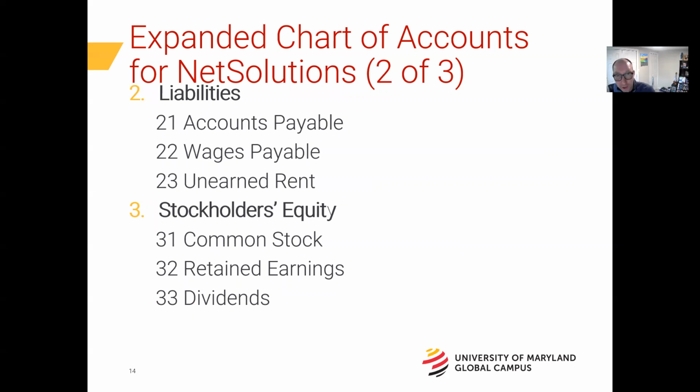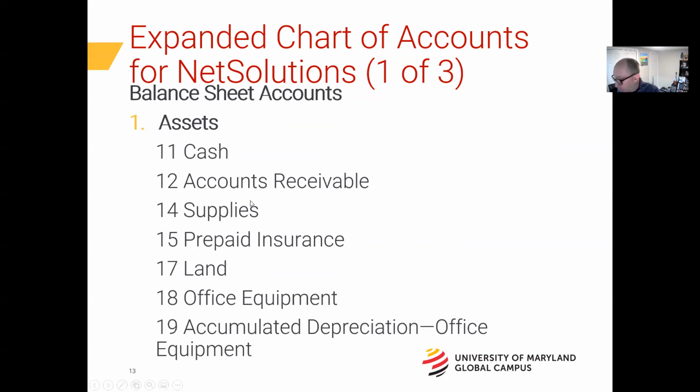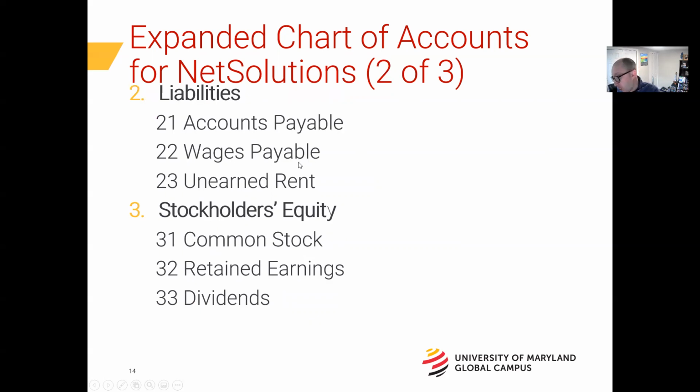Under liabilities, we have things like accounts payable, wages payable, unearned rent. Remember, liabilities are things that we owe. Assets are things we own. Liabilities, things that we owe. And then we have stockholders' equity. This will include things like common stock, retained earnings, and dividends. Under retained earnings, we know that net income minus any dividends equals retained earnings. Retained earnings are funds that are retained in the business. They're left in the business for business activities.